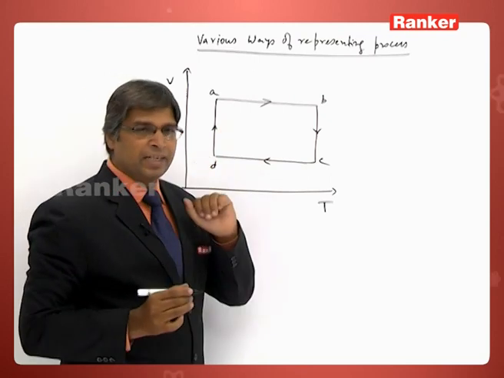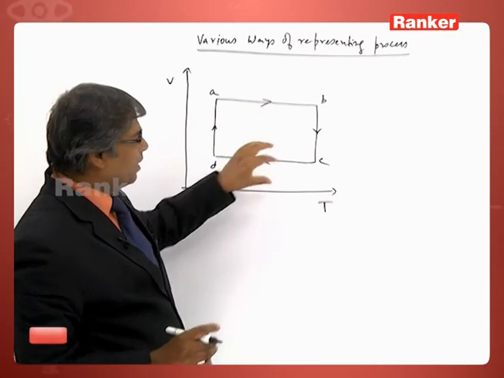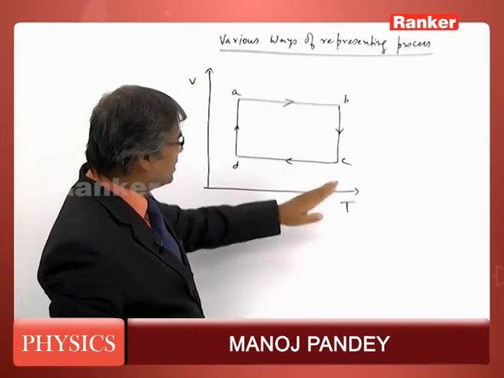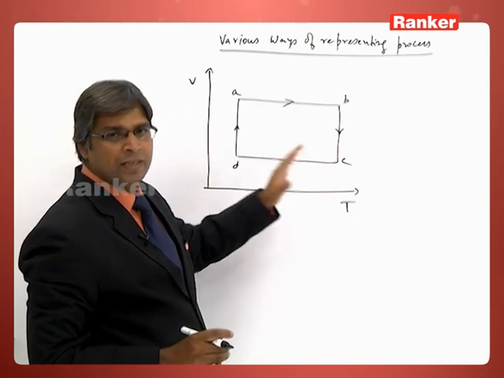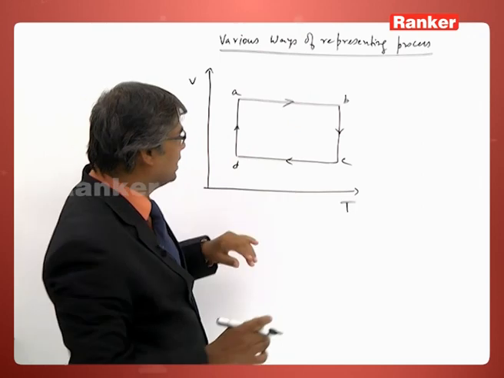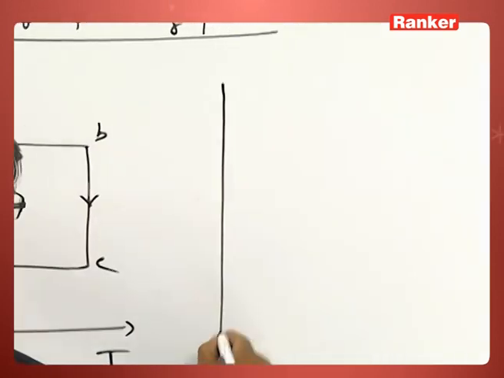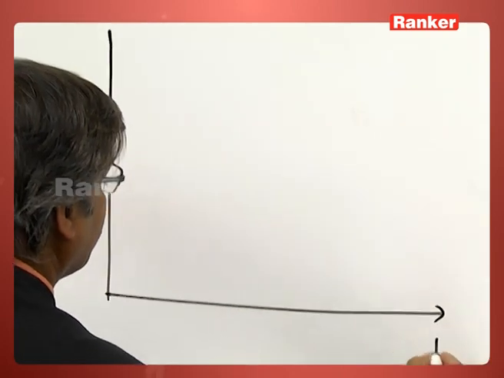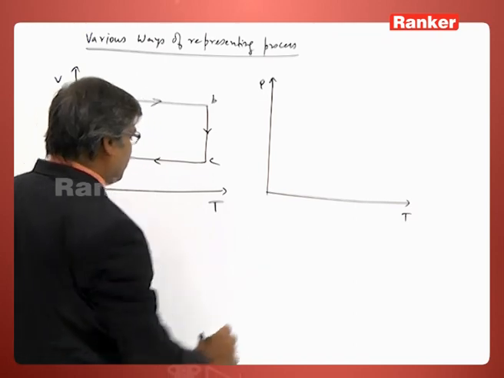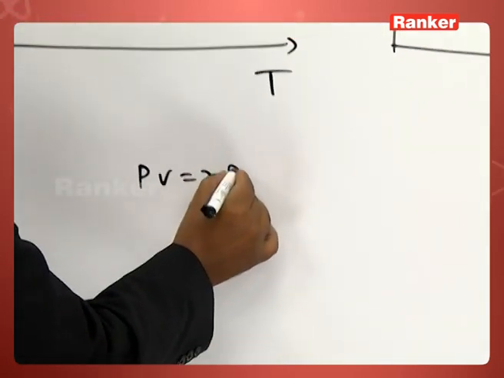So here we are interested in describing the various ways in which the same process can be represented in a PT diagram, PV diagram, like this. So how we can show the processes in different variations. So the same process, suppose I have to express in a PT diagram. Here pressure, PT diagram. So what we use, we will write PV is equal to nRT.